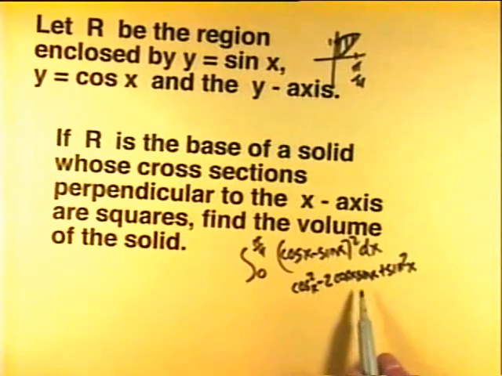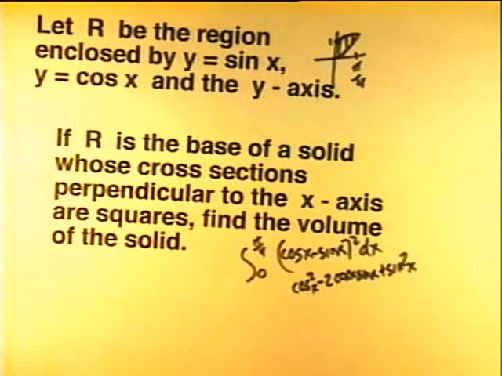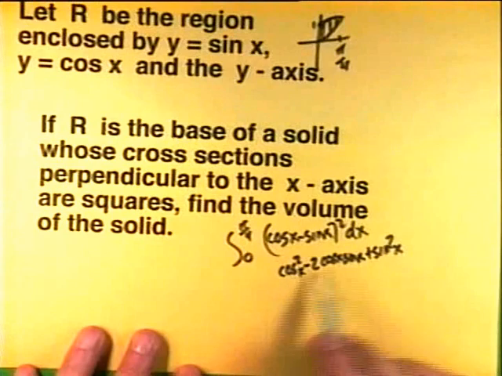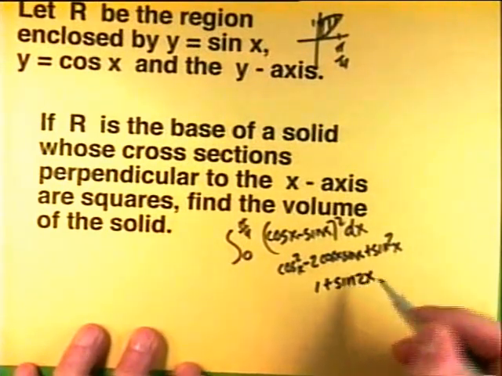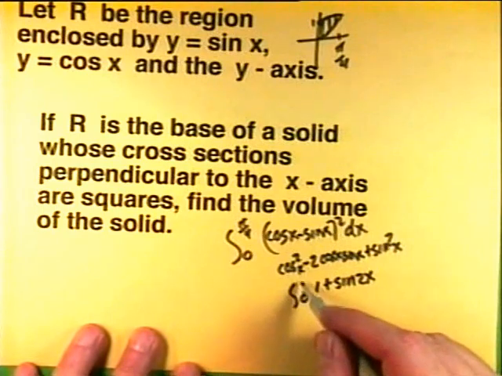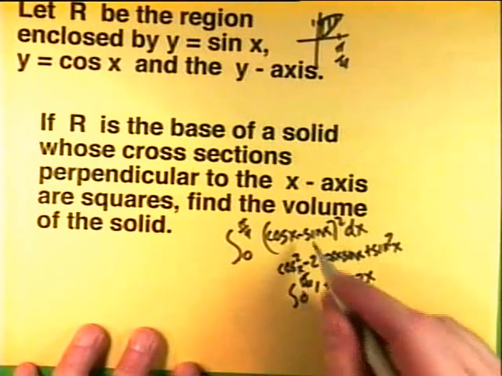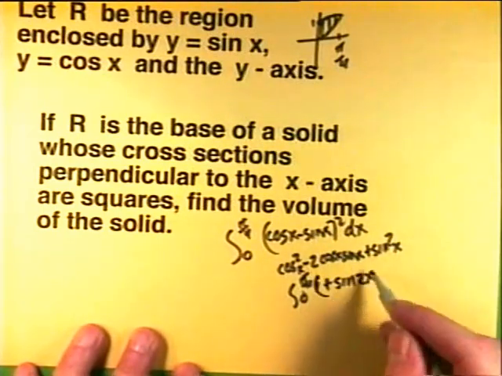Do you know what 2 cosine x sine x simplifies to? Remember that identity? Sine of 2x. Very good. And cosine squared plus sine squared is 1. So it's 1 plus sine of 2x. And that is a lot easier to integrate than that, right? So you could have done that.